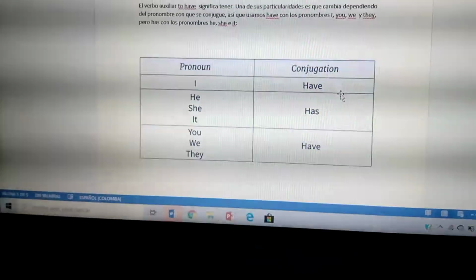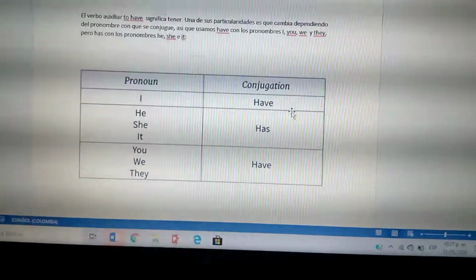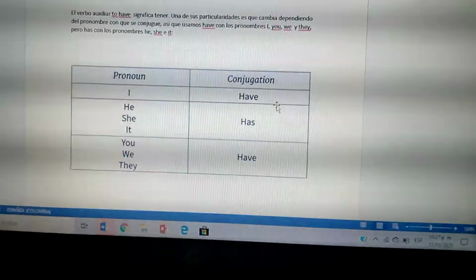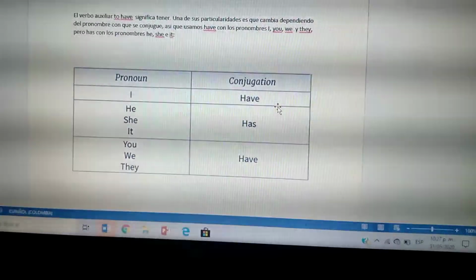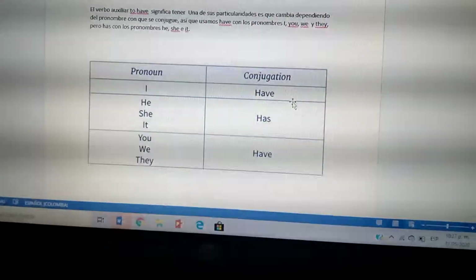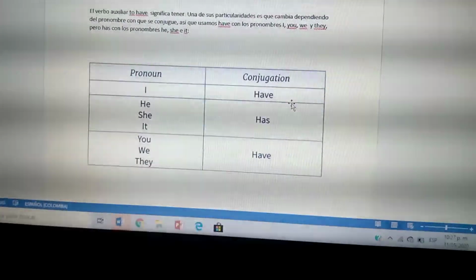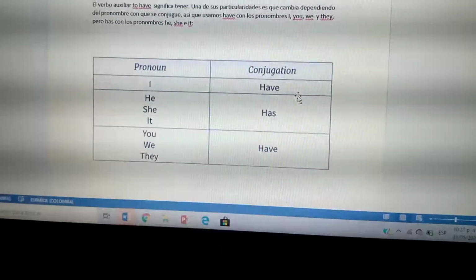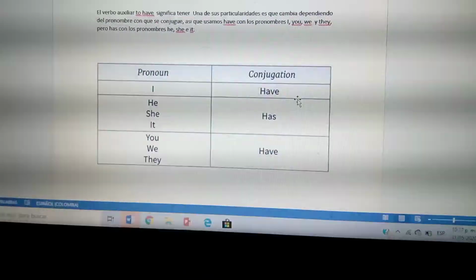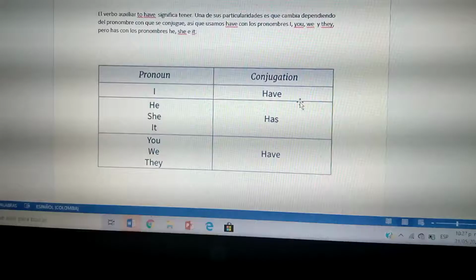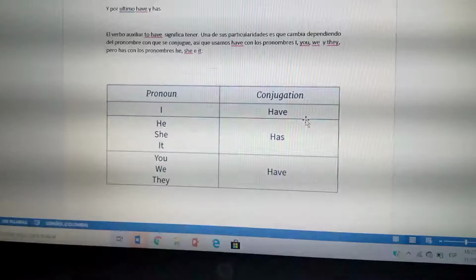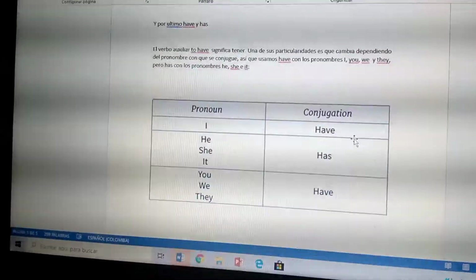And finally, have and has. The auxiliary verb to have means to have. One of its peculiarities is that it changes depending on the pronoun with which it is conjugated. So we use have with the pronouns I, you, we, and they. But we use has with the pronouns he, she, and it.